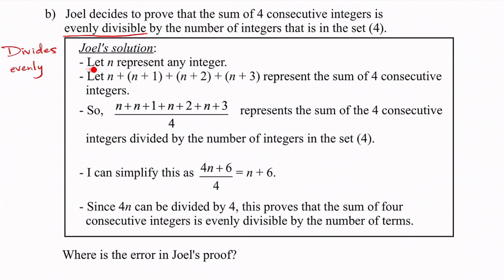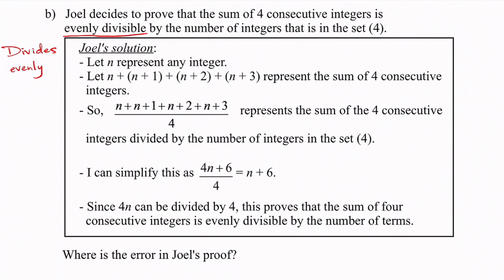So it said, let n represent any integer. And then he said, let n plus 1. Remember, if you have one more, that's just the next number. And then he went n plus 2. So that would be the next number after that, and then n plus 3 represent the sum of 4 consecutive integers. Consecutive meant one right after the other. That's why it's got the 1 plus the 2 plus the 3.